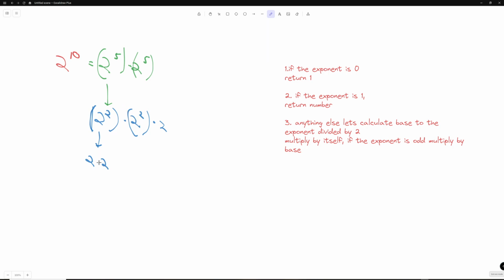Okay, so 2 squared is going to be 2 times 2, which recursively is pretty straightforward, right? We would just calculate 2 to the 1, which is one of our base cases. So we're just going to return 2 here. And then that's how we would do that. So we just get 2 to the 1 here. This would be a base case. And then, like I said, we don't have to calculate this because we're going to calculate this.